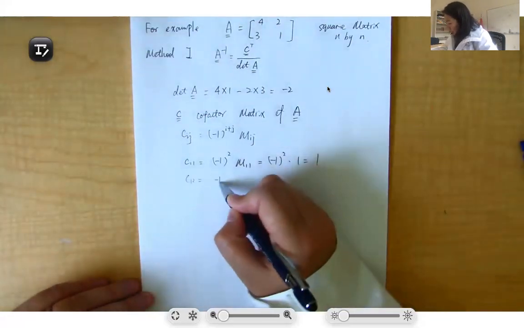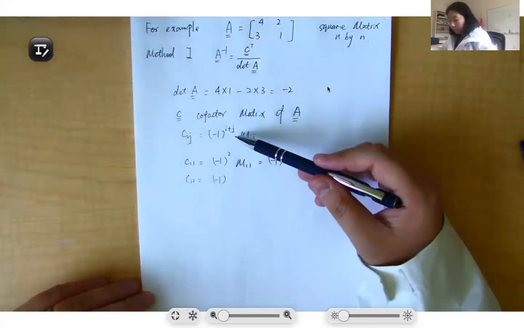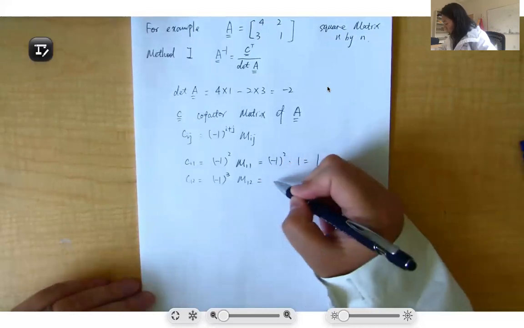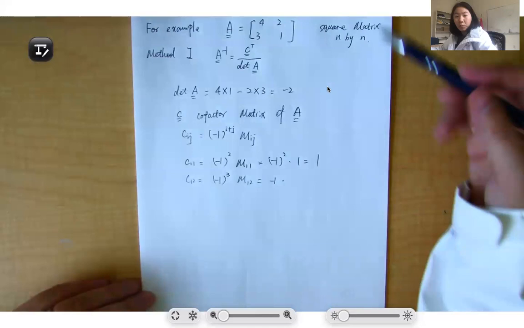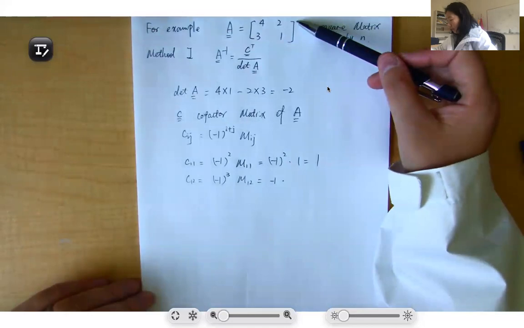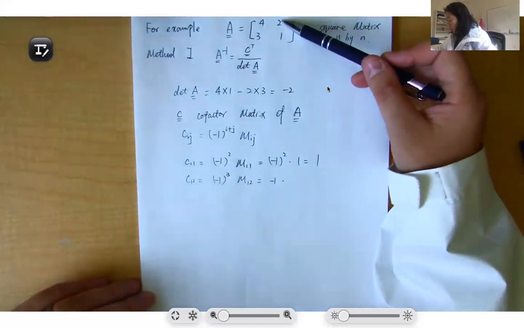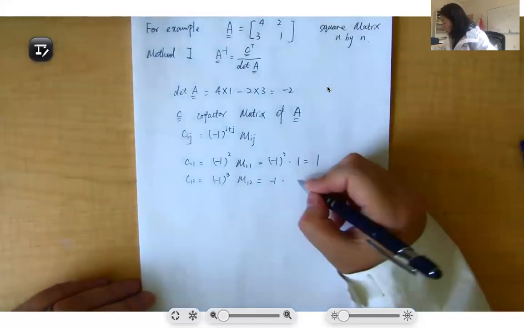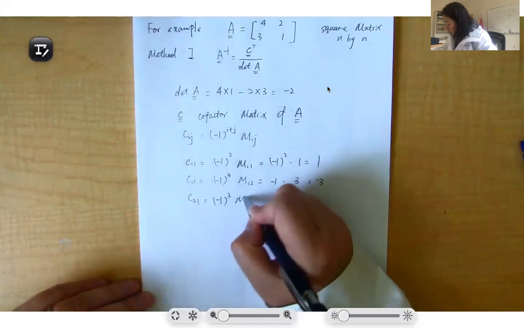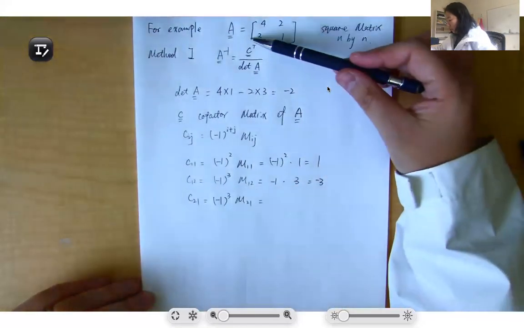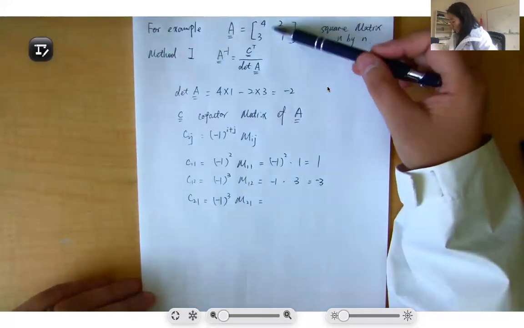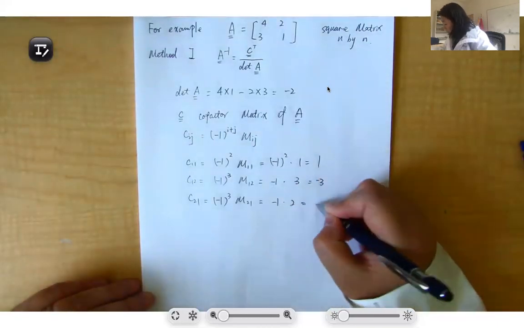C12 is minus 1 to the i plus j, which is 1 plus 2, so it's third order, M12. And that will be minus 1 times M12. What is M12? Deleting the first row of A and the second column of A. So left is 3 here, equals minus 3. C21 will be minus 1 to the third times M21, and that will be deleting the second row and the first column of A. That will be 2. So it's minus 1 times 2 equals minus 2.